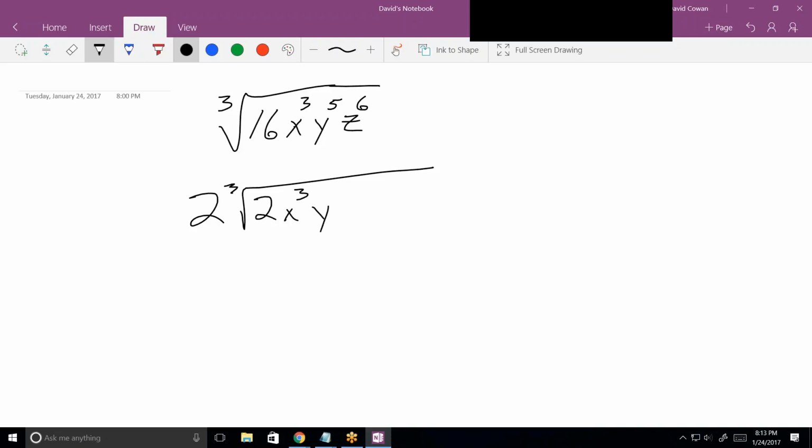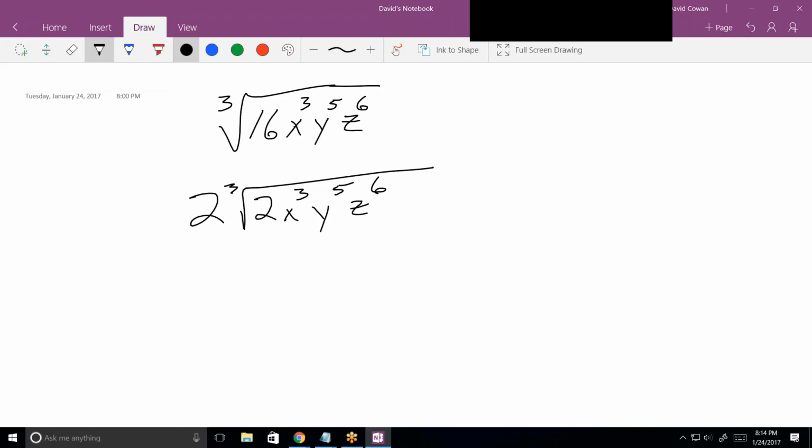What's the cube root of x cubed? X. In other words, there's another way to do these radicals that might make this problem a little easier.